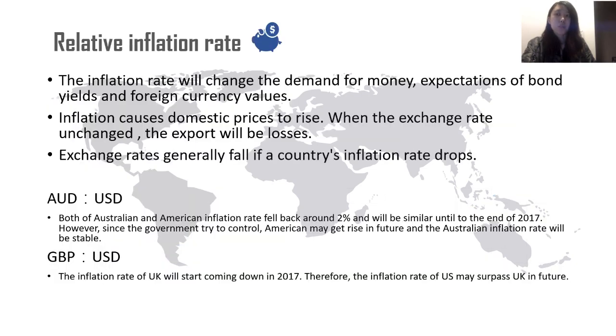From those results, we can see both the Australian and American inflation rates fell back to around 2% and will be similar until the end of 2017. However, since the government tries to control it, the American rate may rise in future. The inflation rate of the UK will start to come down in 2017. Therefore, the inflation rate of the US may surpass the UK in future.